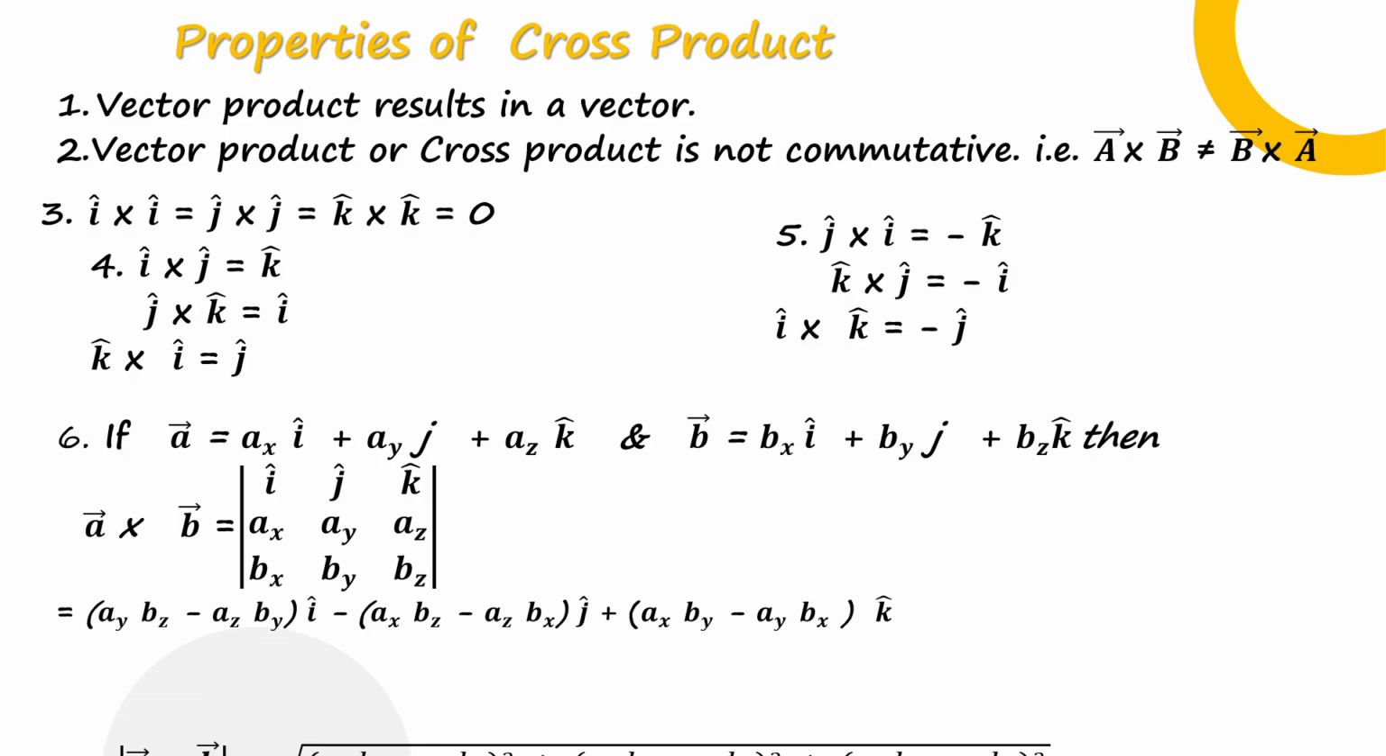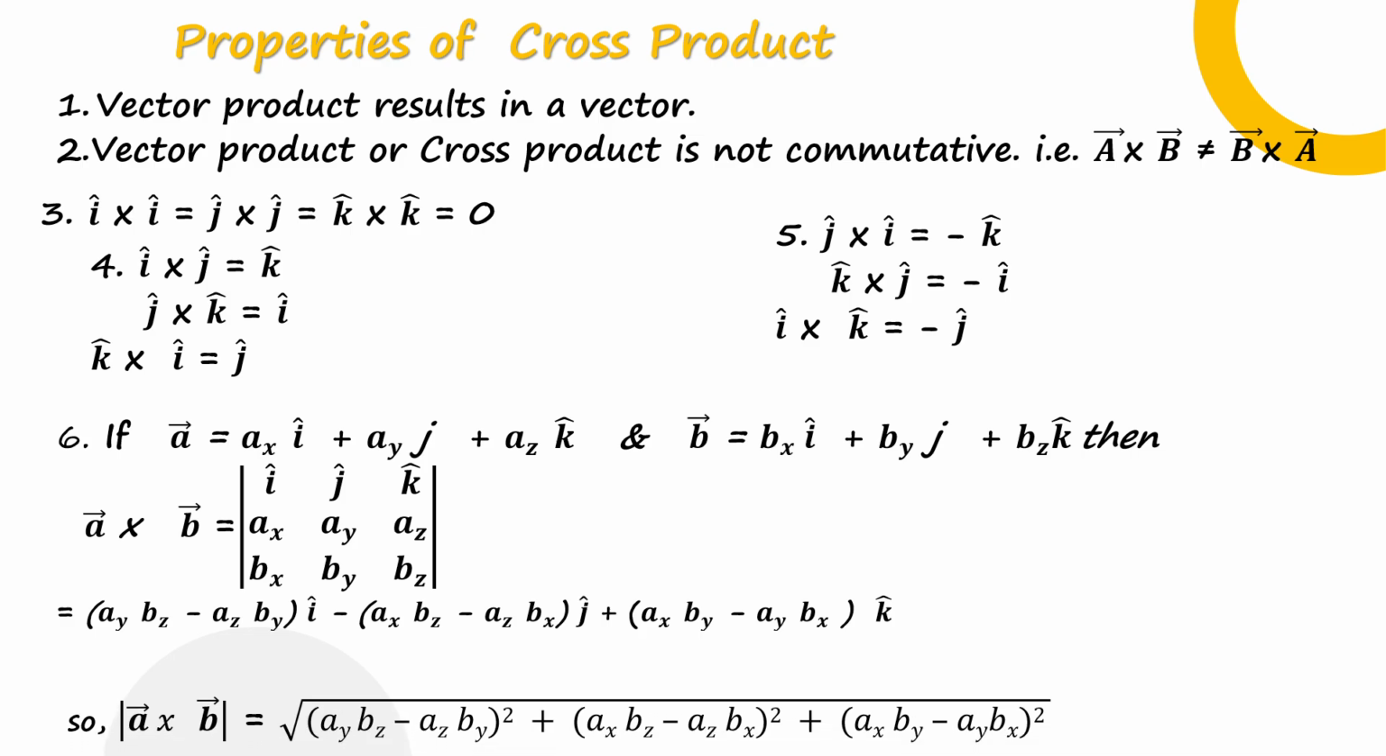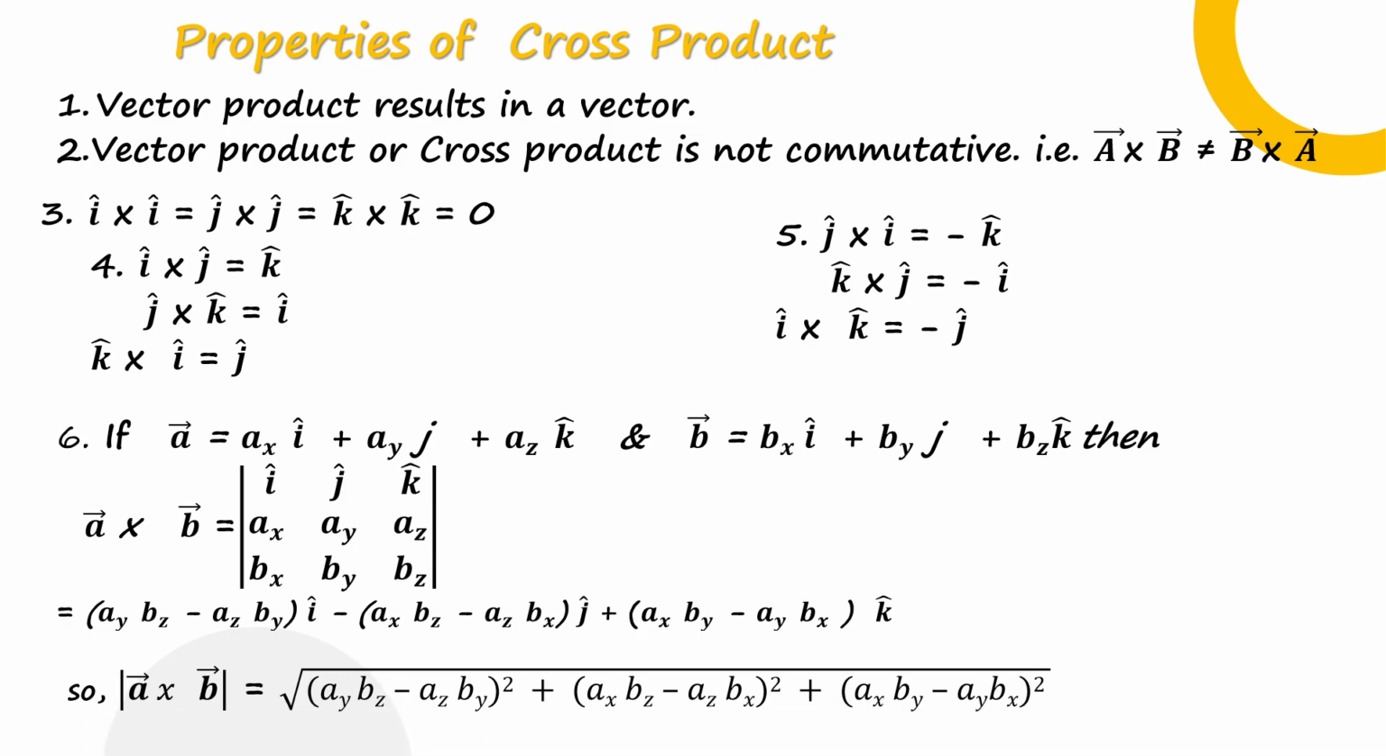Also, its modulus value, that is, what will be the value of mod A cross B, so that is root under (AY BZ minus AZ BY) whole square plus (AX BZ minus AZ BX) whole square plus (AX BY minus AY BX) whole square.